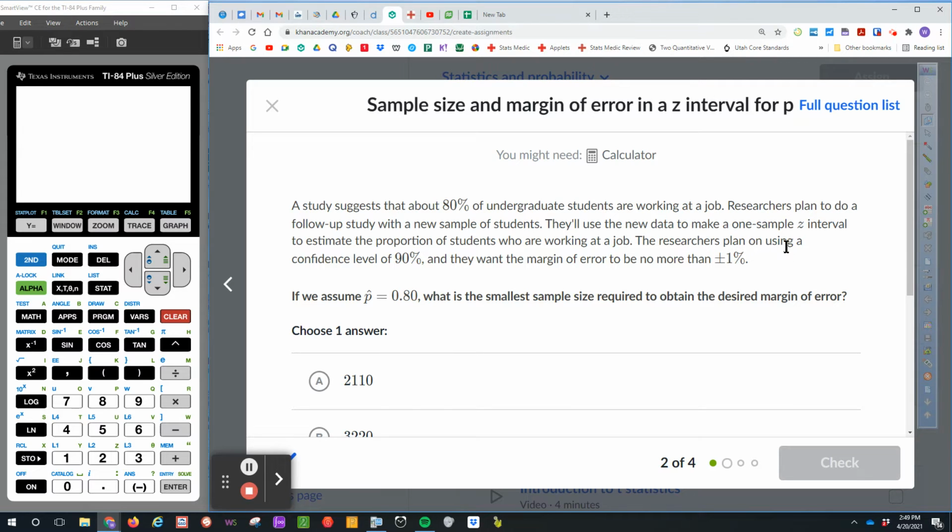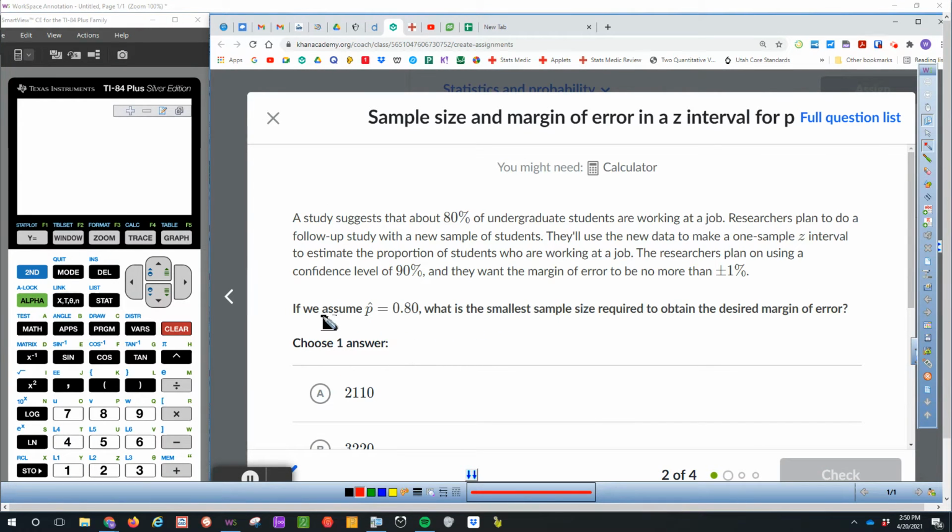The researchers plan on using a confidence level of 90%, and they want the margin of error to be no more than plus minus 1%. So they ask: if we assume p hat to be 0.8, what is the smallest sample size required to obtain the desired margin of error? Here, the margin of error is plus minus 1%, which is 0.01, by the way, right?